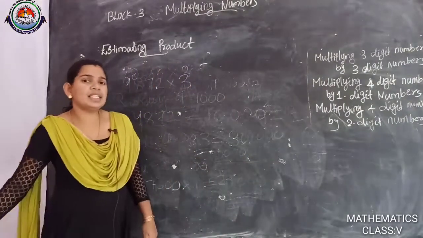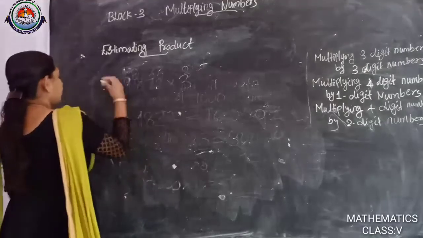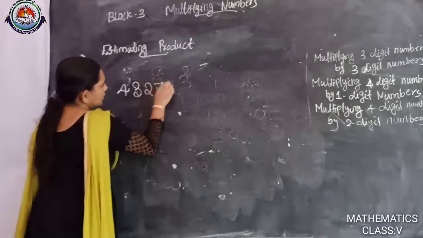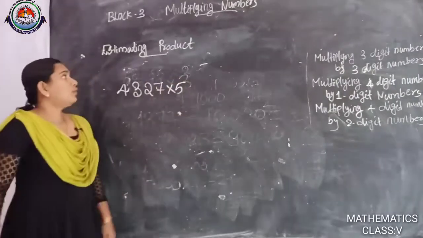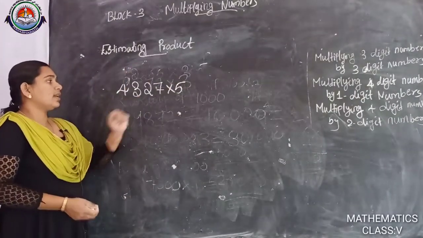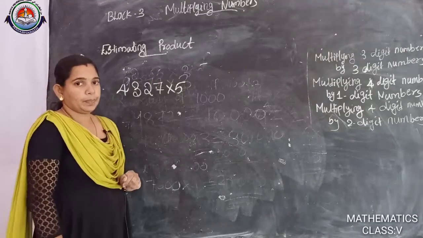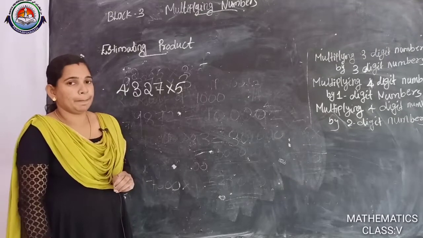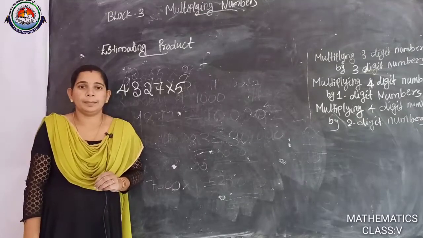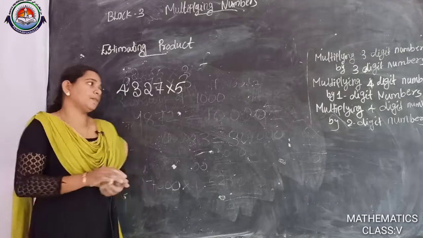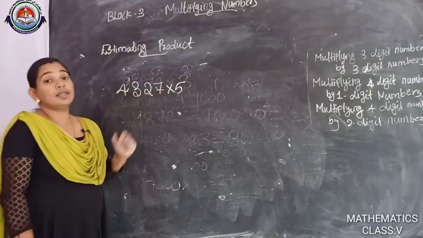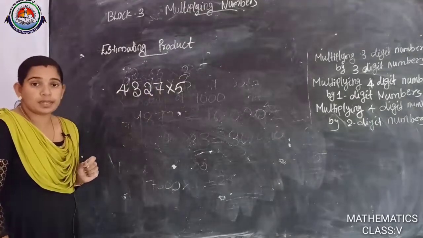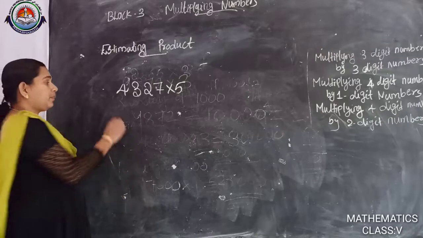You're rounding off to the highest place. Find the estimating product of 4327 into 5. Okay, do it. Okay, can I say the answer? First, we want to round this off. Here the highest place is ones, tens, hundreds, thousands. Here also 1000. So we want to round off to the nearest 1000.